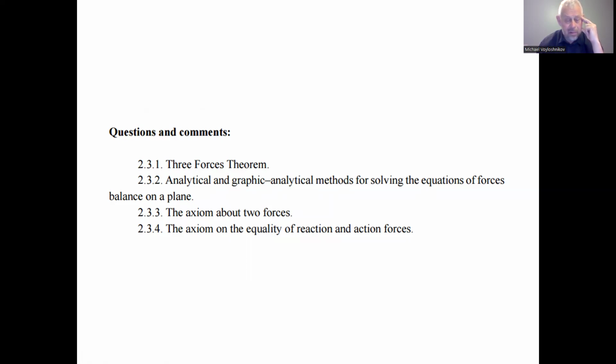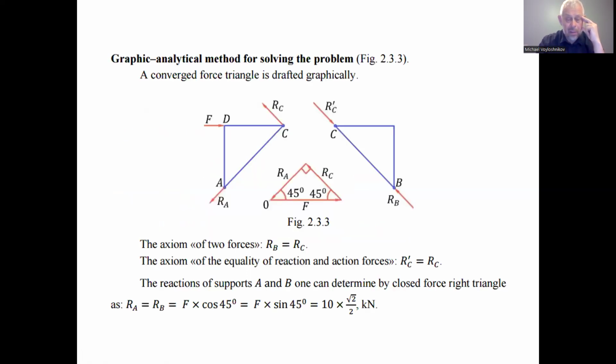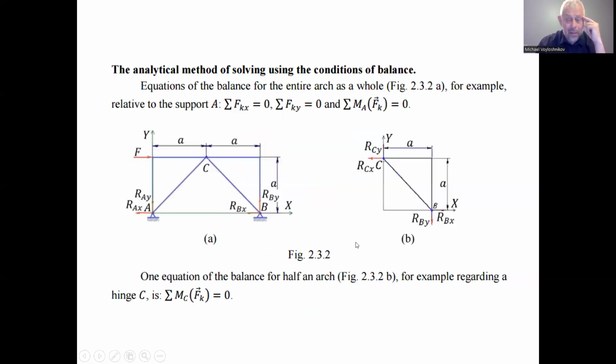acting on the mechanical body in the balance. The axiom about two forces: if two forces act along one segment of the mechanical system, that's why all the tension is in this segment and not in other segments of this mechanical system. If the mechanical system is exactly hinged, if all connections of all segments of the mechanical system are hinged, this is characteristic for the trusses.